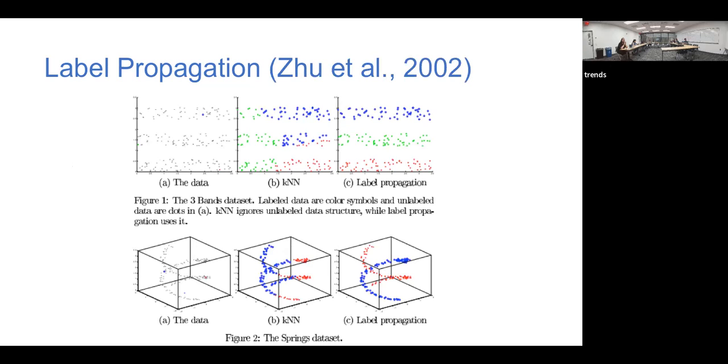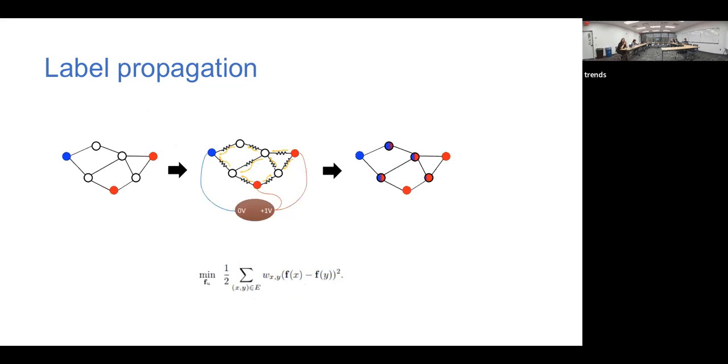This is the result of label propagation on the three bands and spring dataset. As the figure shows, KNN ignores unlabeled data structures, but label propagation can successfully identify them.